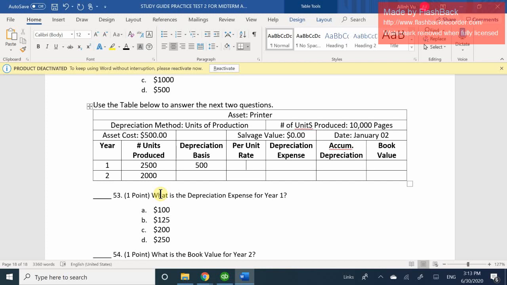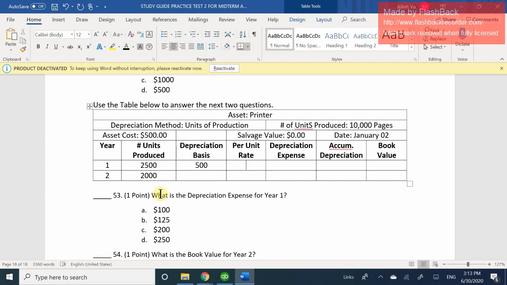41.666666666. Where are you getting that number from? What's the formula for the per unit rate? Depreciation basis divided by estimated units produced. Okay, so what are those numbers? The units produced are 10,000.